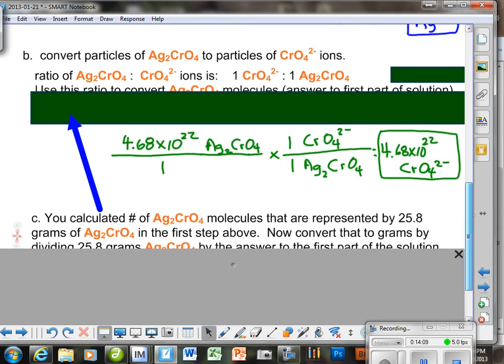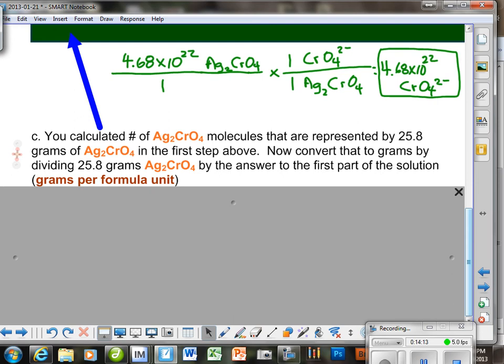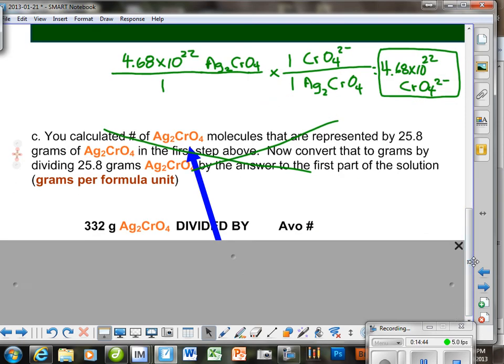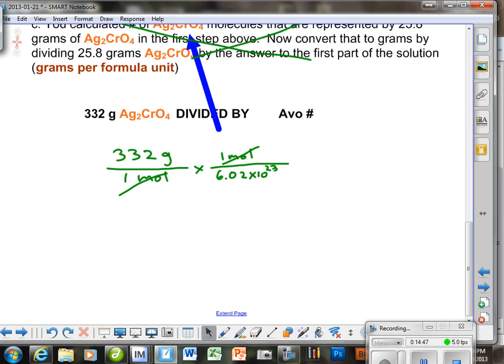Our last one is the one that doesn't seem terribly intuitive. You calculated the number of Ag2CrO4 silver chromate molecules that are represented by 25.8 grams of silver chromate in the first step above. Now, we're not going to actually convert that. We're going to leave that alone. What we're actually going to do is take the molar mass of the silver chromate here, and we're going to divide it by the Avogadro number.